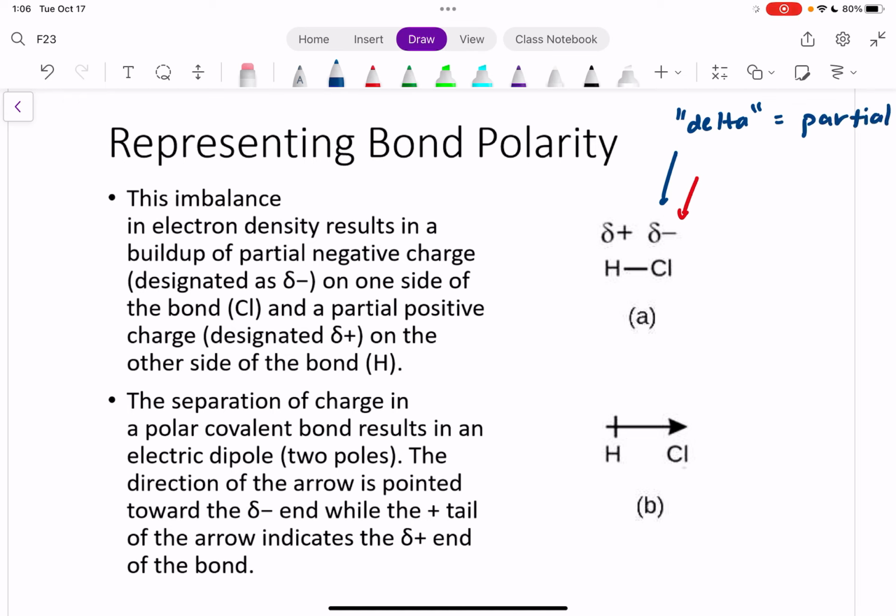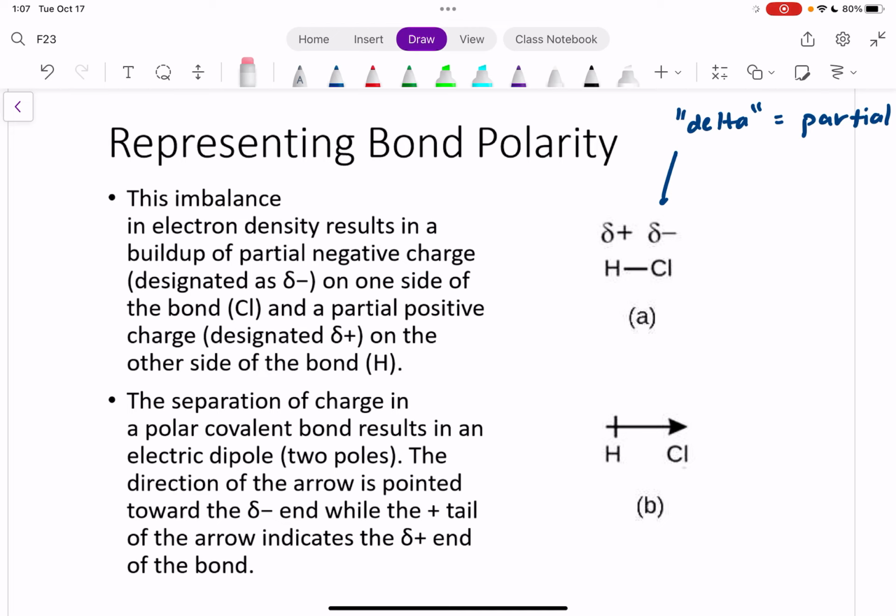Oops, delta, partial. So it's not a full negative, it's just a partial negative because we're just hogging those electrons, but we didn't steal them. All right, and anytime we have a partial charge, you want to show what that partial charge is, right? So on chlorine, we've got that partial negative, and on the hydrogen side, we've got that partial positive. Okay, so you can write that Greek letter delta and then whatever sign that is. Because if chlorine's hogging all those electrons towards itself, hydrogen has less. So hydrogen's got a little bit, or a partial positive charge.